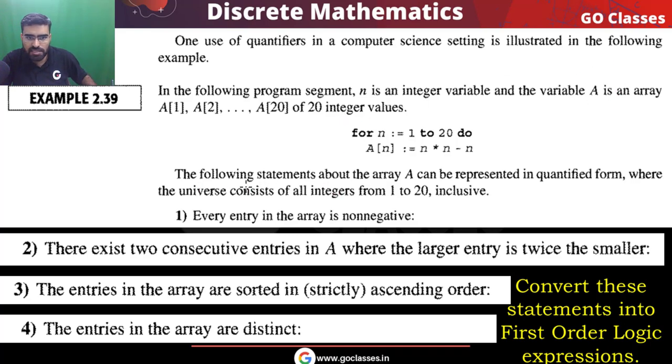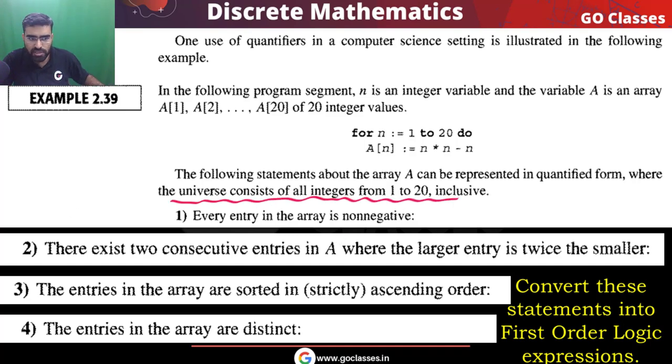Now some statements are given to you, these 4 statements. The following statements about array A can be represented in quantified form. So all these statements that are given to you about array A, we can convert them into quantified expressions. Now the question is saying the domain is all integers from 1 to 20.